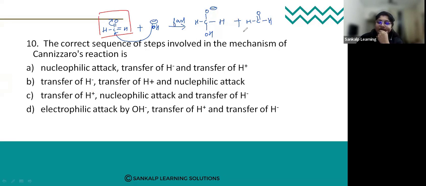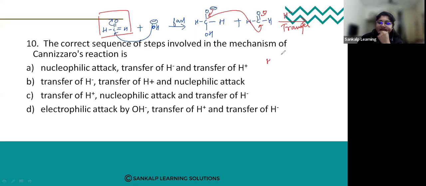Now again, what is going to happen? It will attack this carbonyl carbon and again polarize the bond. The attack takes place like this. Then what is the product? Here a hydride ion is getting transferred, so H minus ion is getting transferred. This is the second step, where the hydride ion is transferred.